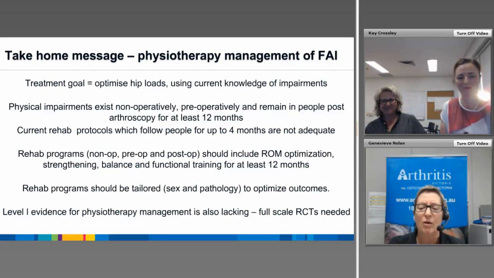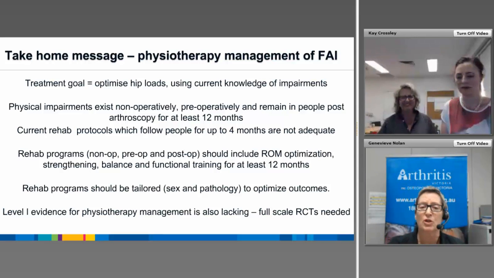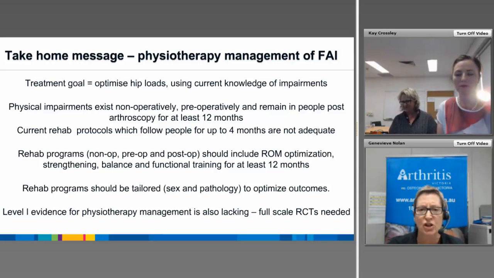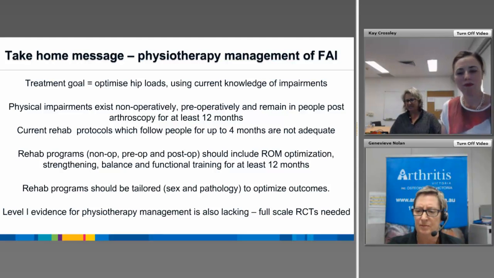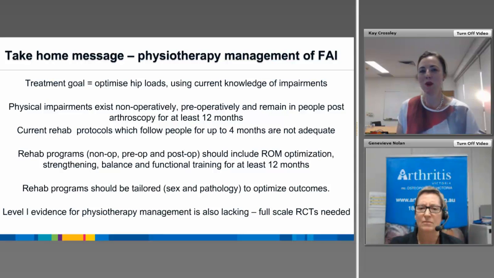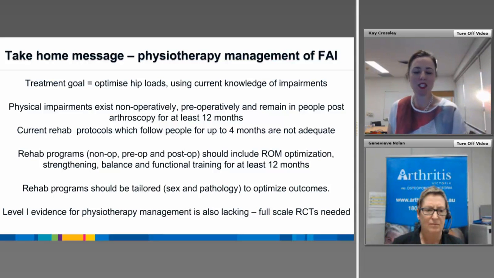We do have one question that came through during your presentation, Jo, and it was, what tests do you use to assess impingement pathology? That's a really good question. I think it's really important to understand that what we would call our physiotherapy clinical tests don't stand up well on their own.